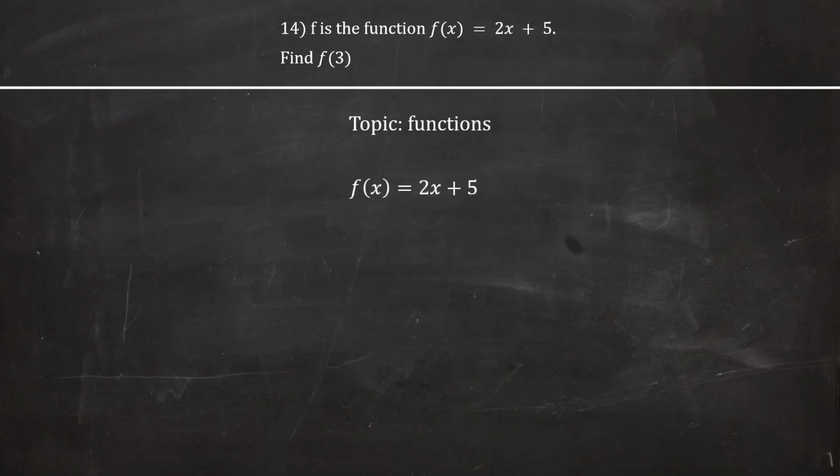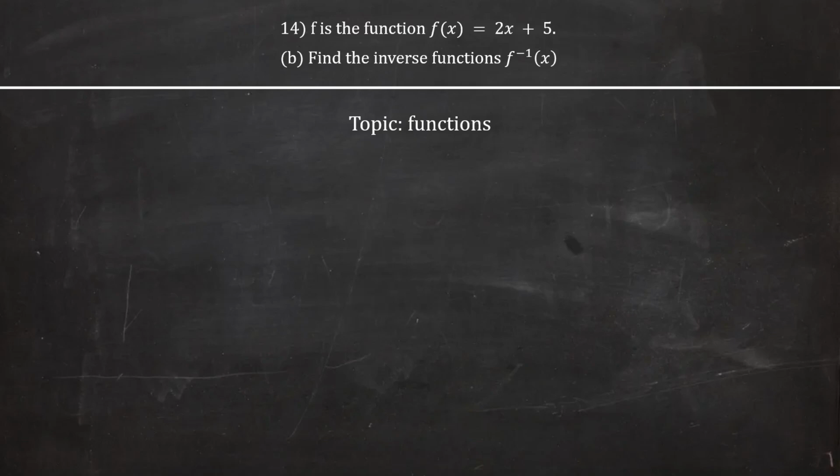For me, the easiest way to do it is open bracket. So wherever I have x, I'm going to open bracket. Inside the bracket, I'm going to put what the question is asking me. So 3. So I'm going to get that f of 3 is 2 times 3 plus 5, which is 11. Part A done.